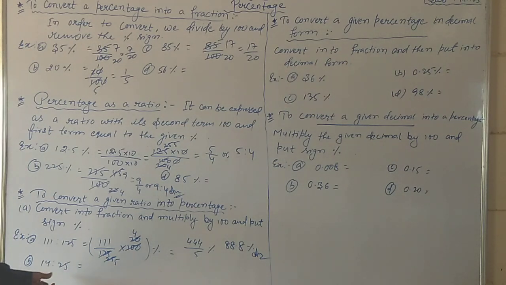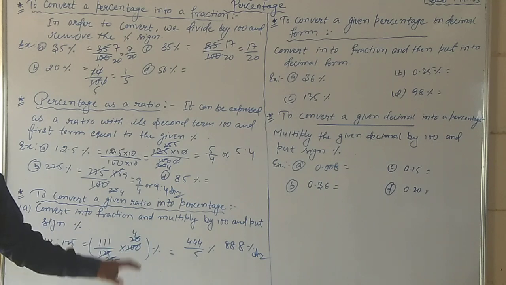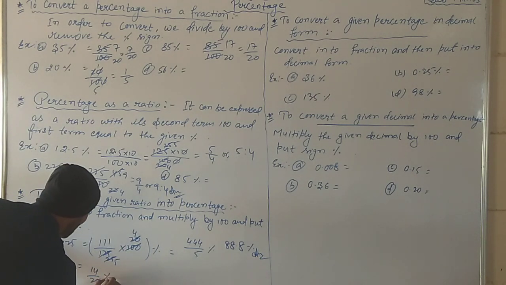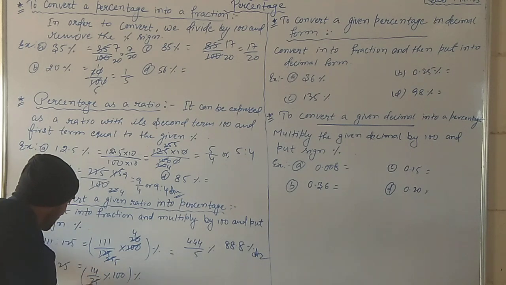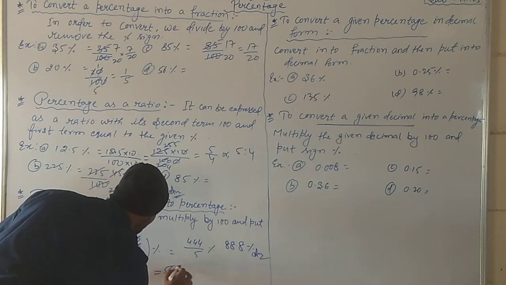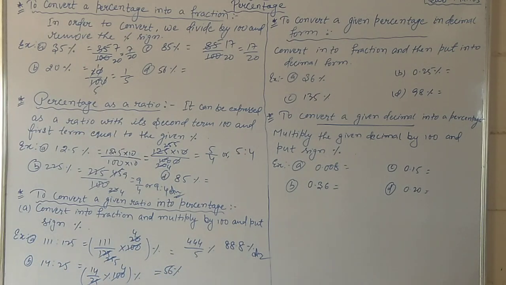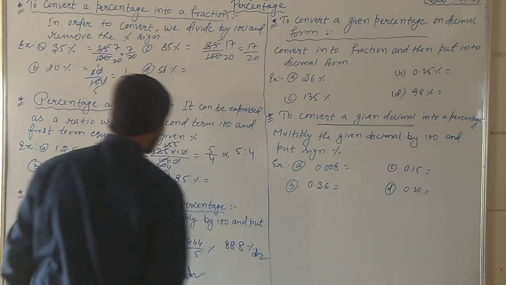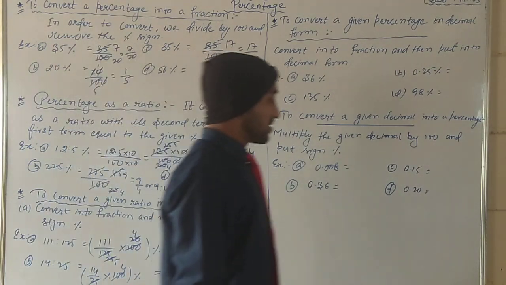Okay, sir. Next question: 14 raised to 25. What will you do? Simple. Convert it to a fraction first, multiply by 100 and put the percentage sign. Simple. 25 for the 100, 14 for the 56. 56%. Okay, students, I hope that you are getting it well.